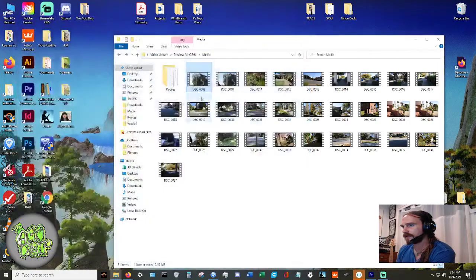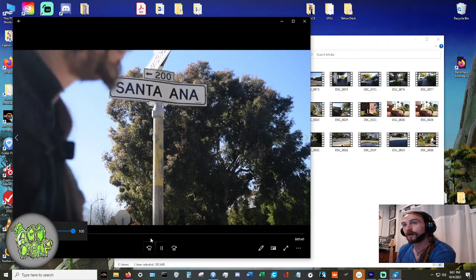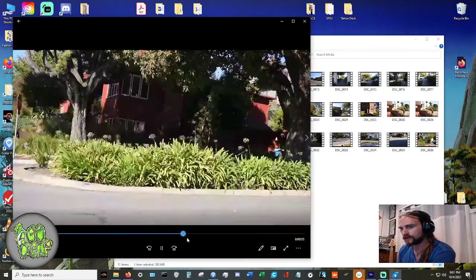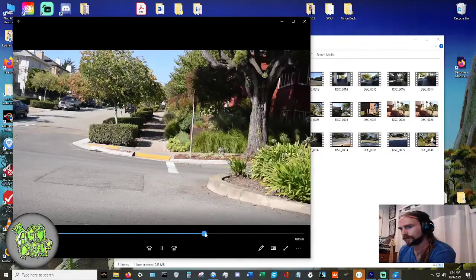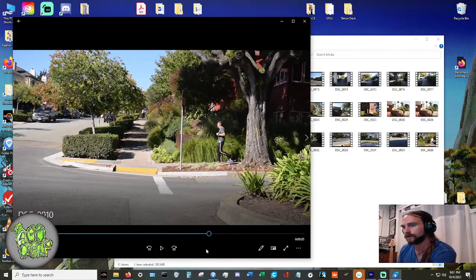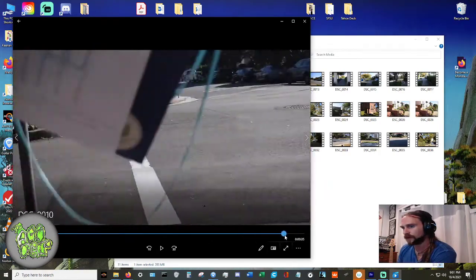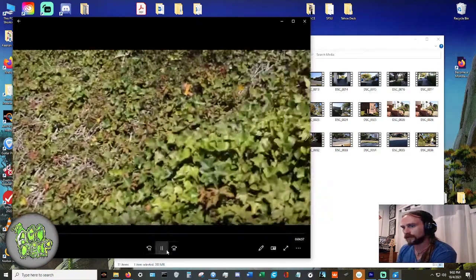So that's Santa Ana. I'm just scrubbing this. Let's see here. I was standing on Santa Ana and I was looking at the street. As I was walking, this is one of the thoroughfares that they don't want you to actually cross through. So I just kind of filmed everything as best as I could and just looked around. I'm going to scrub through these clips real quick.